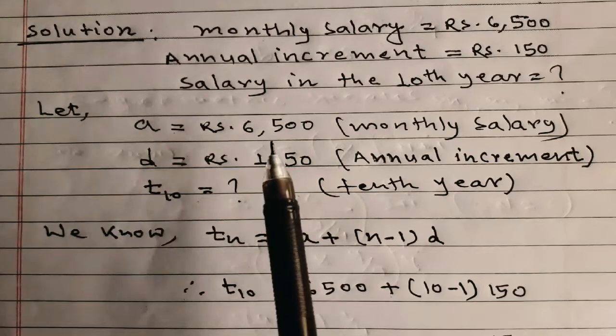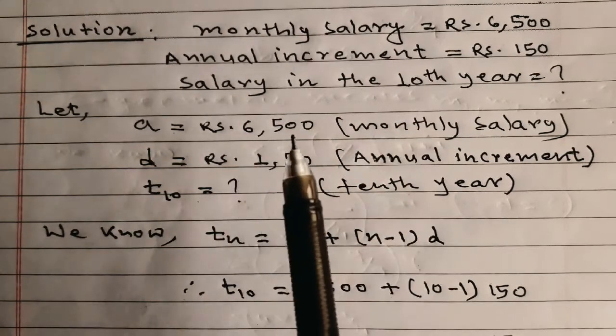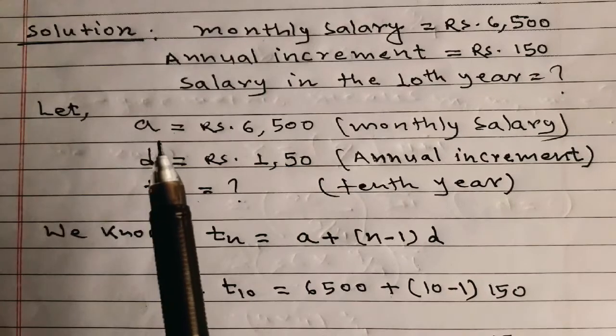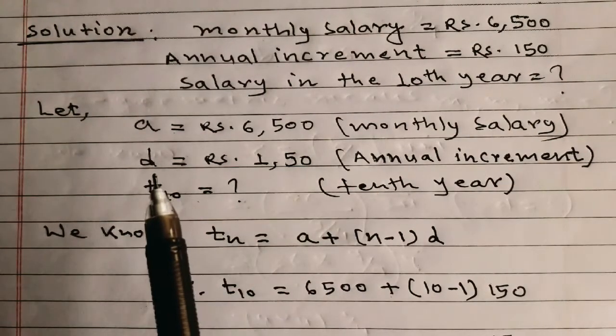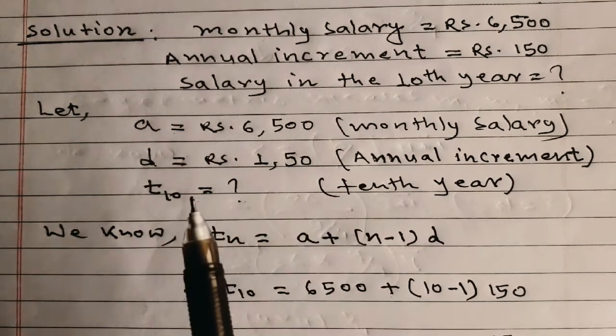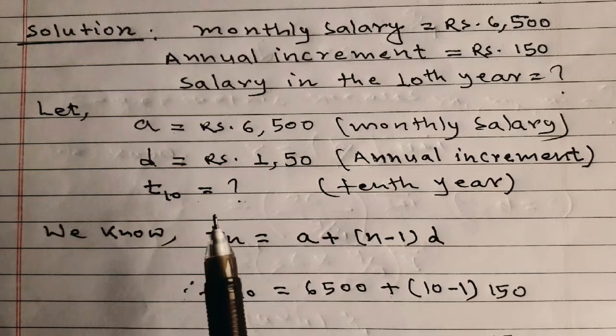Let A is equal to Rs 6,500. The monthly salary is given as Rs 6,500, so we can suppose it as A. Annual increment is given as Rs 150. We can suppose it as D, the common difference. Then we have to find the salary in the 10th year. That means T10 is equal to what?